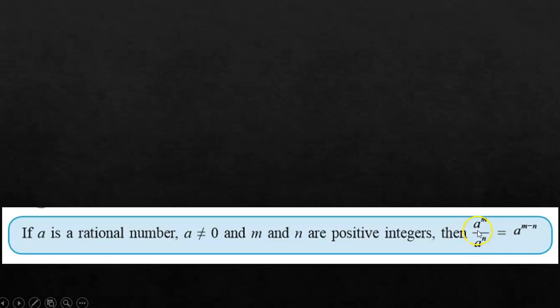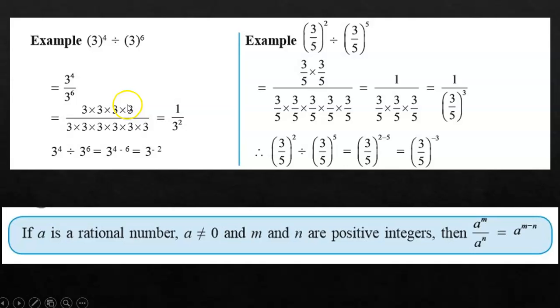They are not the same. Then when the bases are the same and they are divided, what happens to the powers? The powers are subtracted. So this is the next law. When the bases are divided, the powers are subtracted. An example is shown over here. See, the base is the same, but the power is different.